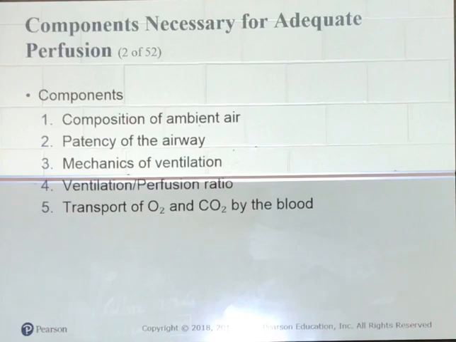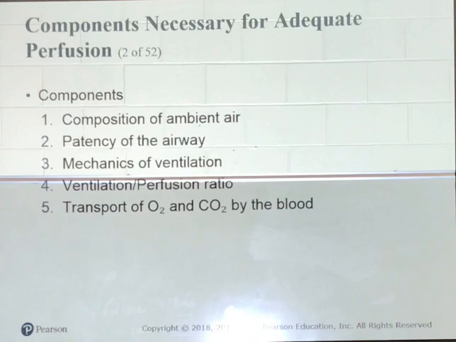21%. All right, you have to have a patent airway. If you have an airway obstruction, are you going to be getting that ambient air? No. Okay. Then you have mechanics of ventilation. If your lungs are not working properly, are they enlarging and expanding to allow the oxygen to come in? Okay. They're probably not going to allow the oxygen to move out.